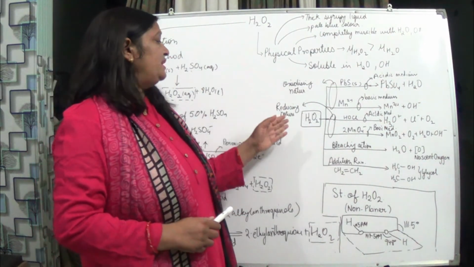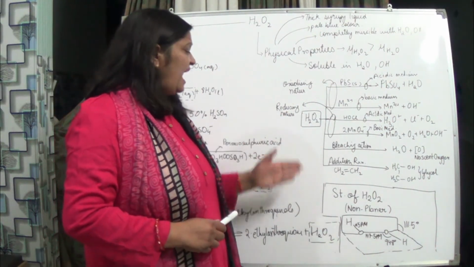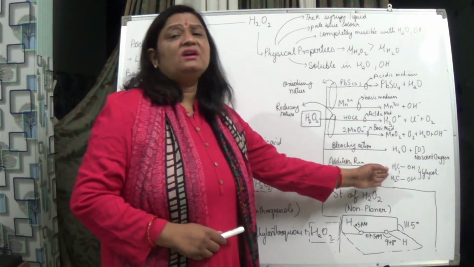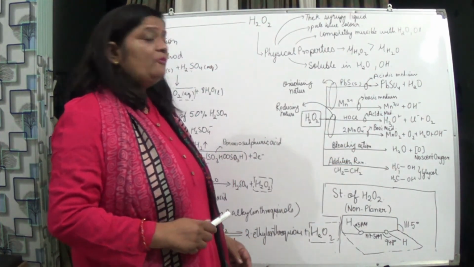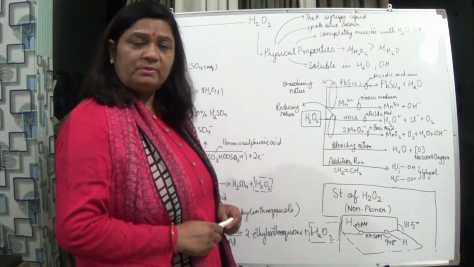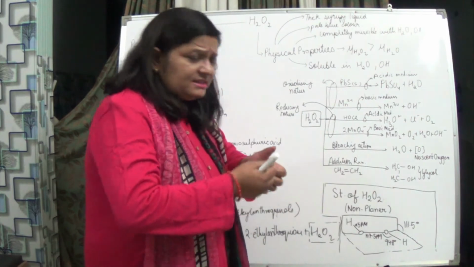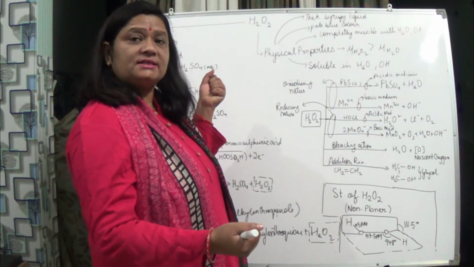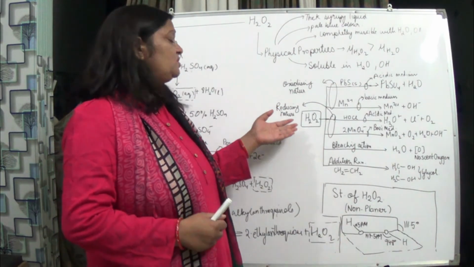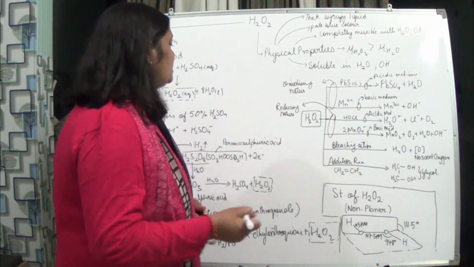It also shows addition reactions. It adds up with ethene, you can see, and it forms glycol. Now talking about the structure of H2O2, it is a non-planar structure. You can see that it has an open book like structure. H2O2 at normal conditions is not stable. Why is it not stable?